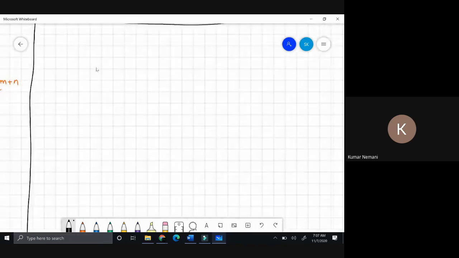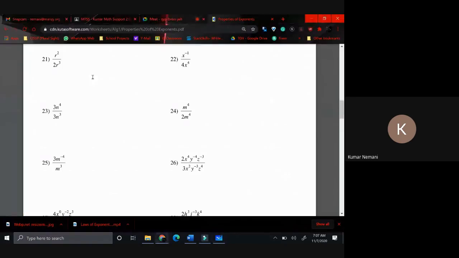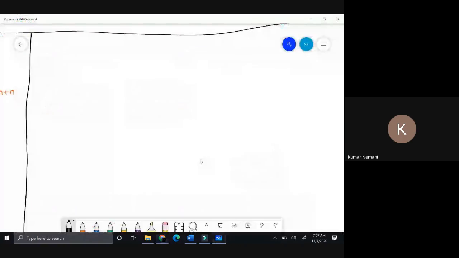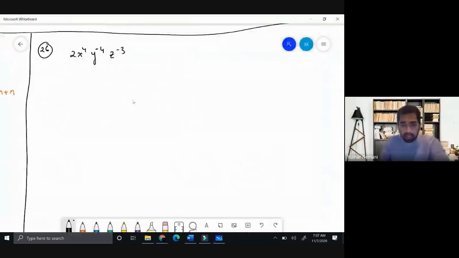Perfect. So we have almost finished 25. There are 5 more problems remaining. So this is 2x power 4, y power negative 4, z power negative 3. Let me write down the numerator first: 2x power 4, y power negative 4, z power negative 3, divided by 3x square, y power negative 3, z power 4.